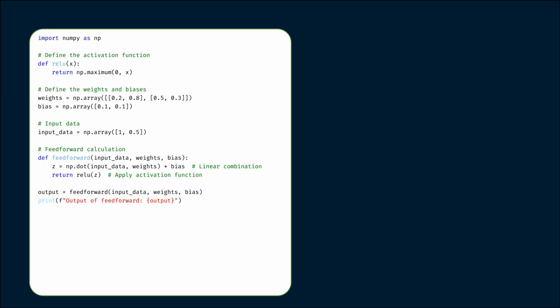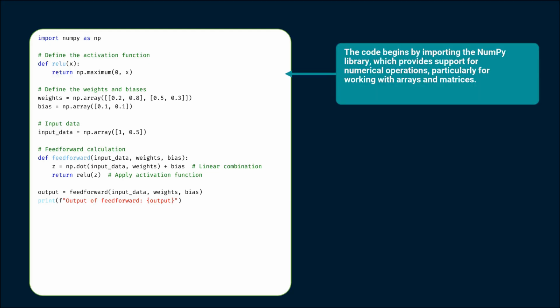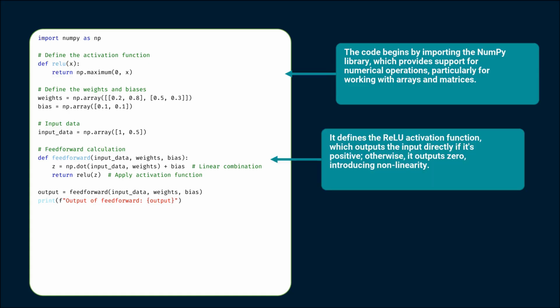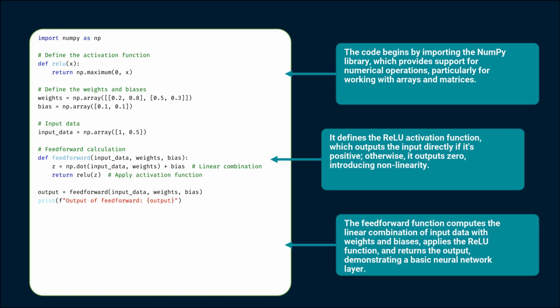Now, let's take a look at how we can implement a simple feed-forward propagation using a single-layer perceptron. We start by importing NumPy, which is essential for mathematical operations in Python. First, we're going to define the rectified linear unit, or ReLU, activation function, which will help us introduce nonlinearity to our model. The next step involves setting up our weights and biases.